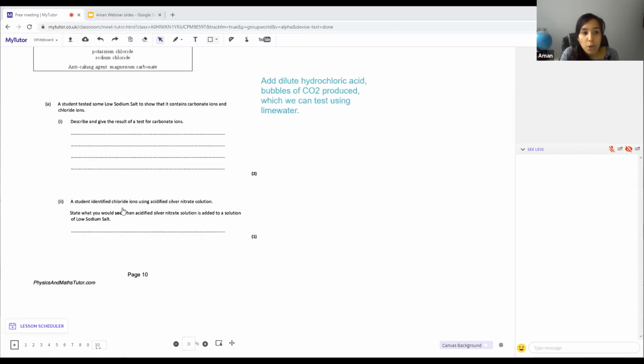Okay, so a student identified chloride ions using acidified silver nitrate solution. So the acidified just means that nitric acid's been added, followed by silver nitrate. What would you see when you add acidified silver nitrate to a solution of a sodium salt? So it's got chloride ions in it. What would we expect to see with chloride ions and silver nitrate? What color precipitate? So we form a precipitate. You've got three choices: white, cream, or yellow. What do we form? Good, it's white. Excellent, it's a white precipitate.